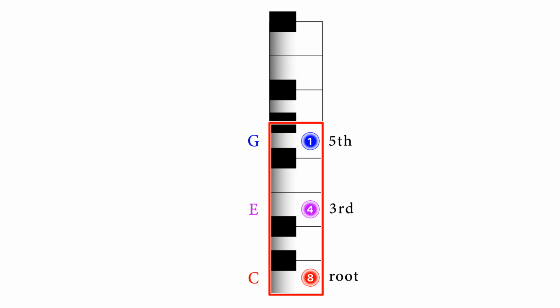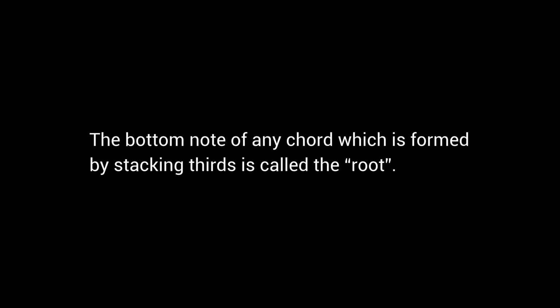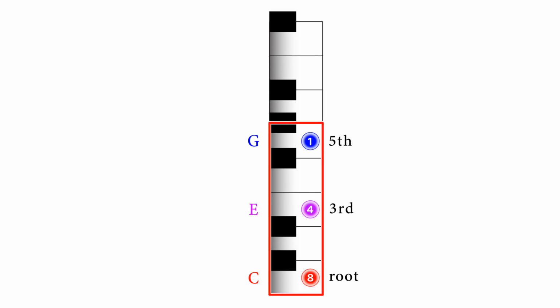The perfect chord. The combination of C, E, and G creates the most important chord in the C major scale. It has the frequency ratio of 4, 5, and 6. The bottom note of any chord, which is formed by stacking thirds, is called the root. In this figure, C is the root.